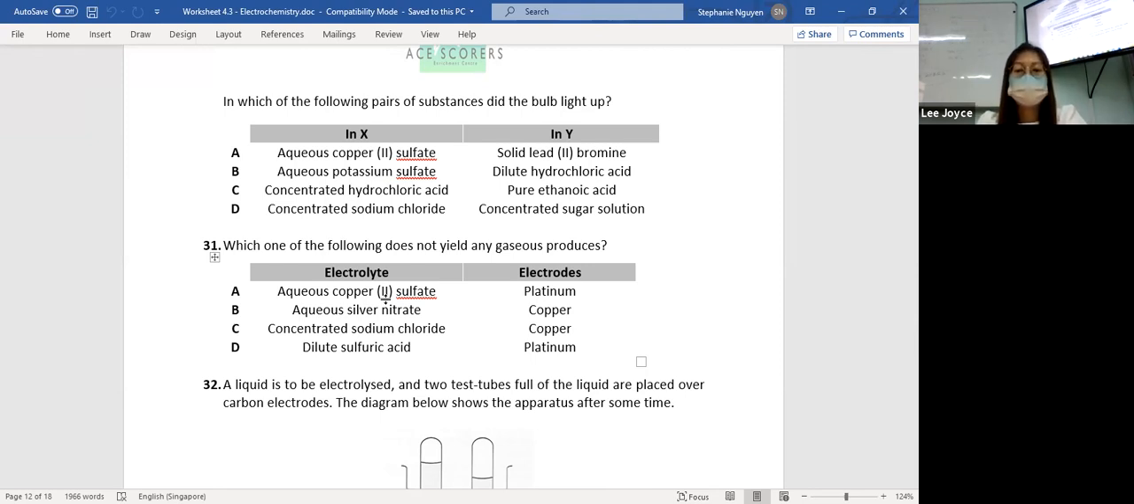So you're going to describe the color. What's the color of the copper metal? Reddish brown. So there will be a layer of silver metal coated on the reddish brown copper cathode. Got it, right?